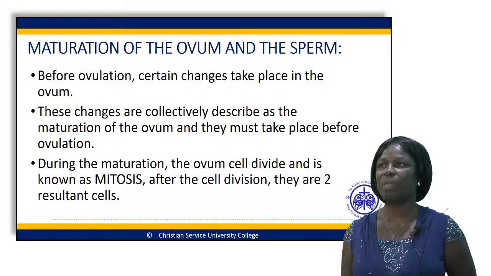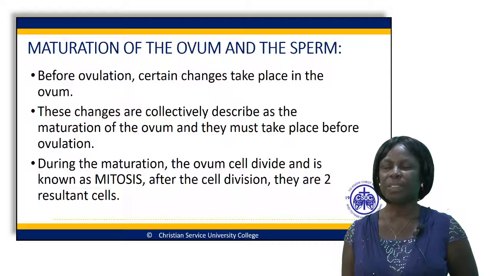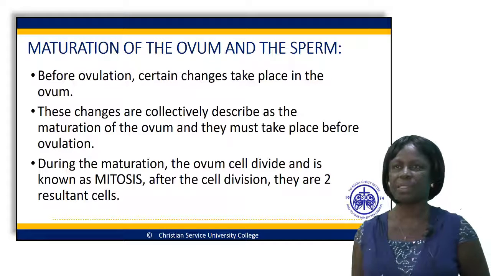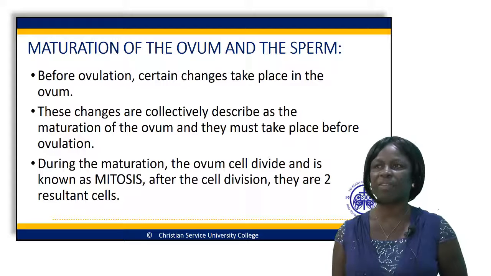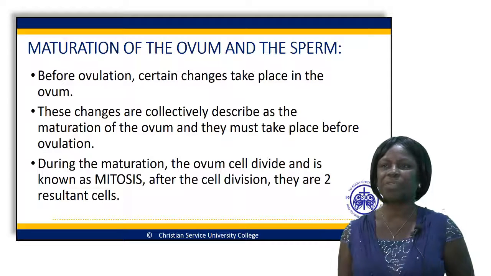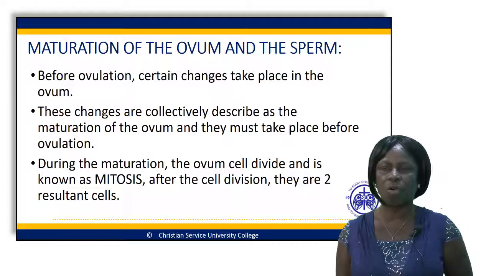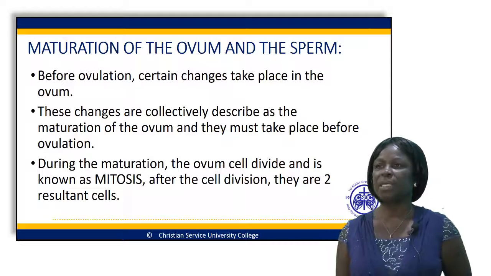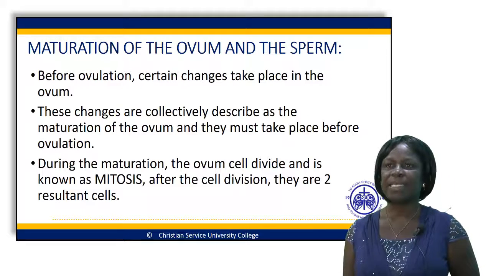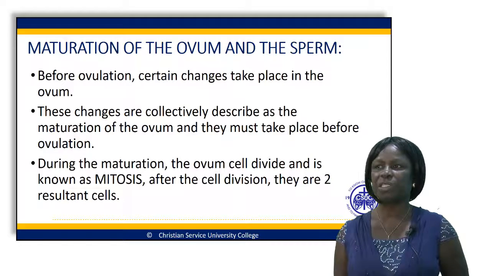Maturation of the ovum and the sperm. Before ovulation, certain changes take place in the ovum. These changes are collectively described as the maturation of the ovum, and they must take place before ovulation. During the maturation, the ovum cell divides, and this is known as mitosis. After the cell division, there are two resultant cells.